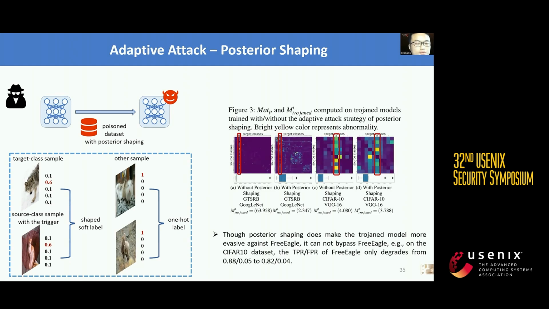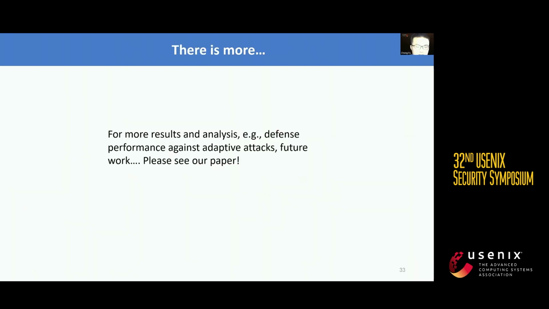The experiment results show that though posterior shaping does make the Trojan model more evasive against FreeEagle, it cannot fully pass FreeEagle. As shown in the matrix, for Trojan models with posterior shaping, FreeEagle can still expose abnormal classes. There are more results and analysis in our paper. Please see it if you are interested.